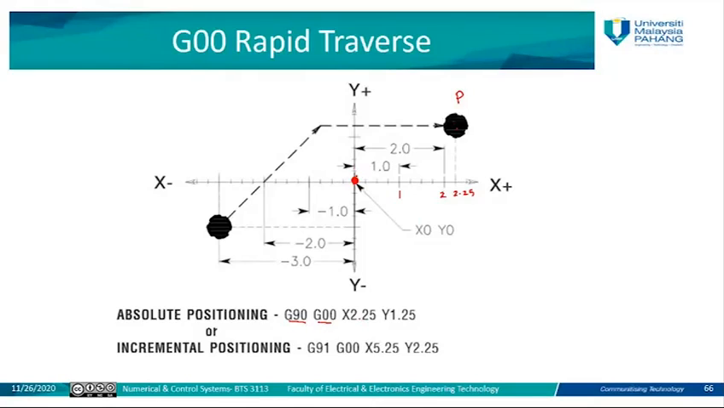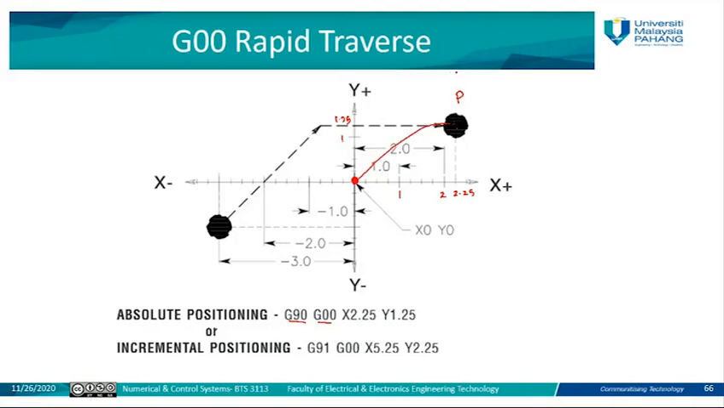The x coordinate is 2.25. The y coordinate here is also 0.25, 0.5, 0.75, this is 1, this is 1.25 of y. Now this is the coordinate that I am going to feed to this block: X 2.25, Y 1.25. So directly the spindle will move to this point, to reach here.